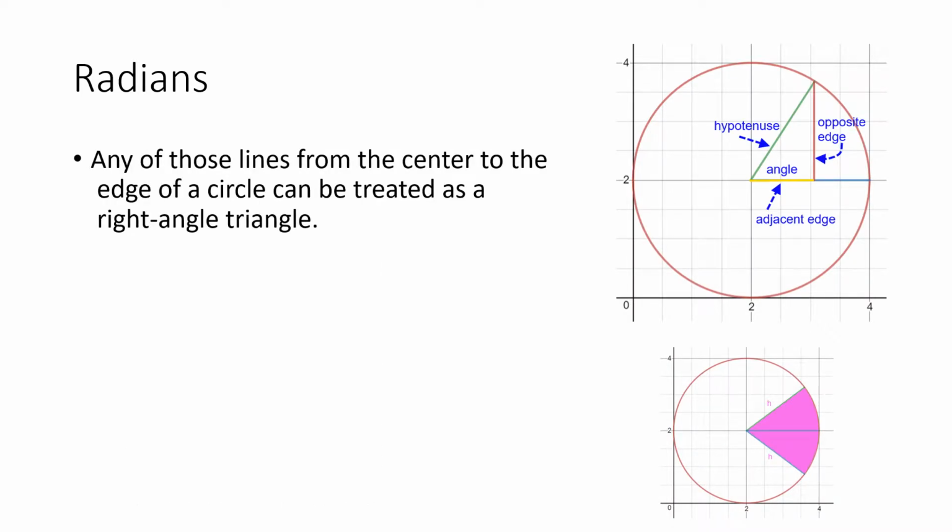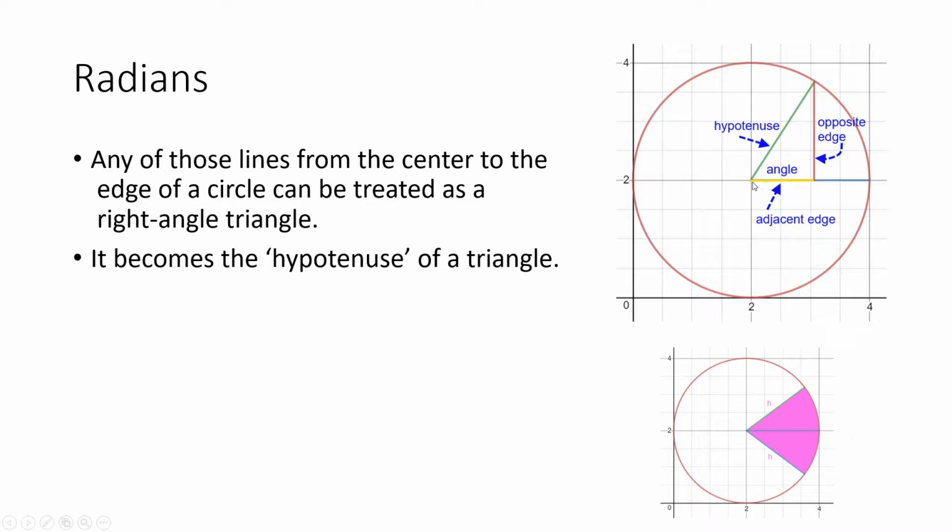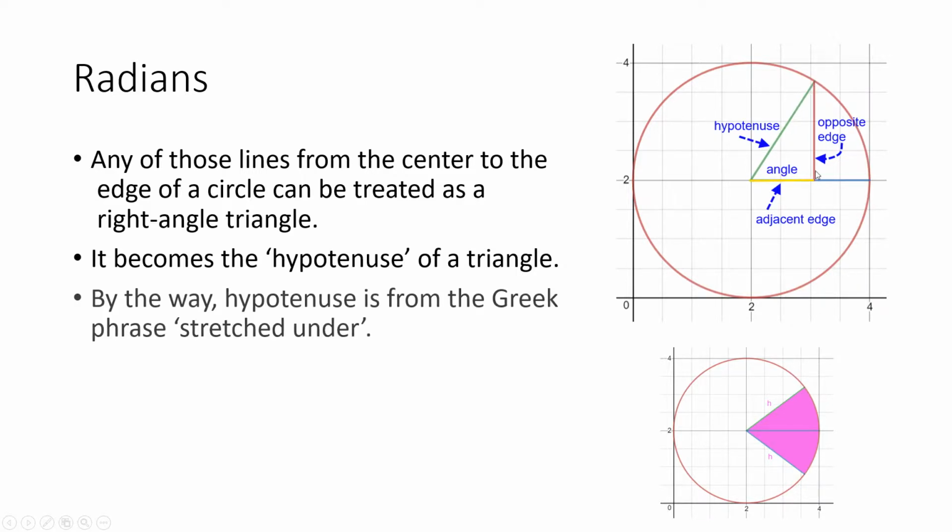And any of those lines from the centre to the edge of a circle can be treated like a right angle triangle, like this line here, this hypotenuse it's pointing at. So that line becomes the hypotenuse of a new triangle, which has the adjacent and opposite sides over here. So we start along the line that's pointing out on the x-axis. You go a certain angle around from there, and you get this radius here, which is the hypotenuse of another triangle.